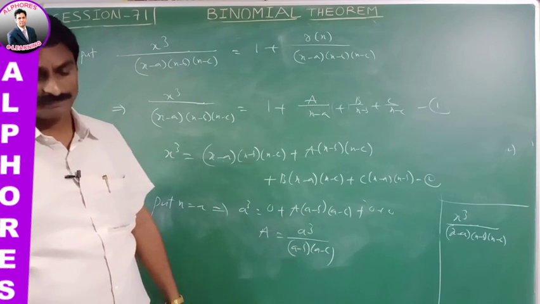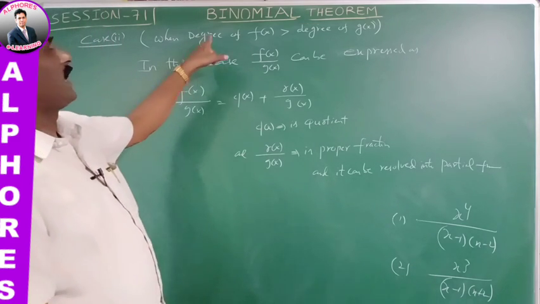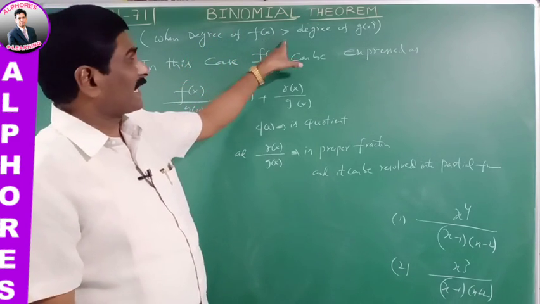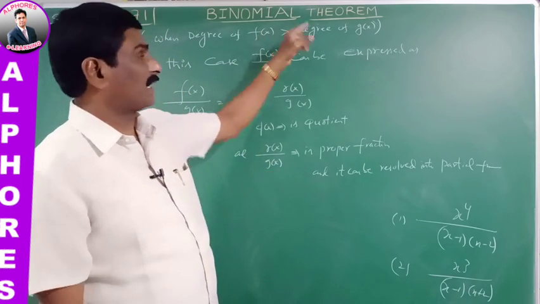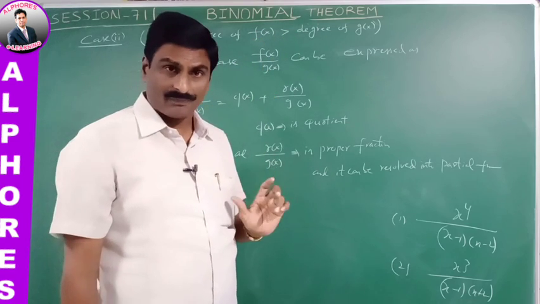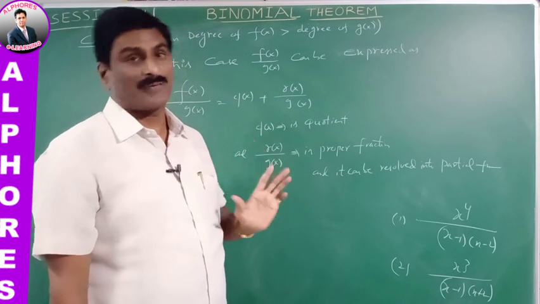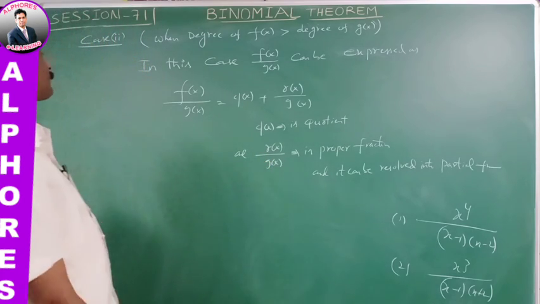Please note this value. Next, case 2: when the degree of f of x, that means the numerator, is greater than the degree of g of x. In the previous case, the degree of f(x) is equal to the degree of g(x), and the quotient is a constant. But in this case, the quotient is not a constant. In this case, we find q of x by using the division algorithm.